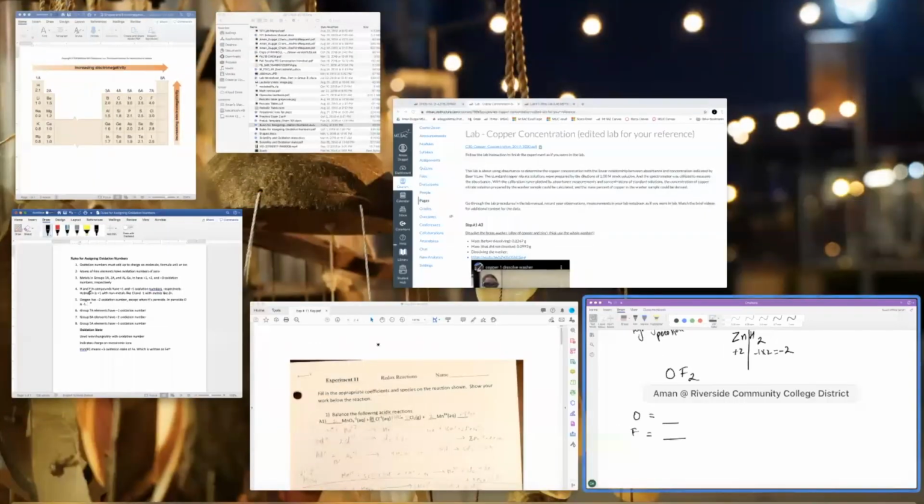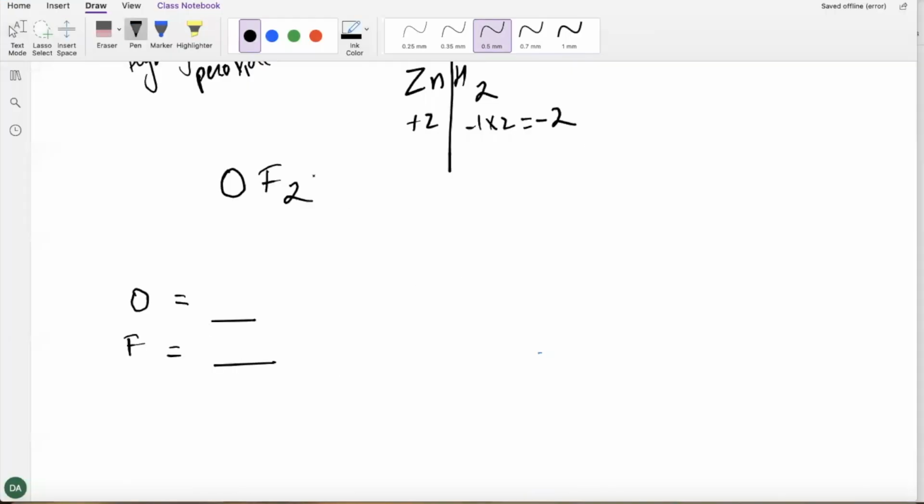Okay. So now guys, if you are starting with fluorine, what should we do first? Fluorine gets what charge? -1. We know that from the periodic table. So -1 times 2 is -2. This makes oxygen how much? +2. Now guys, what are the answers here? Oxygen gets +2, and fluorine gets -1.